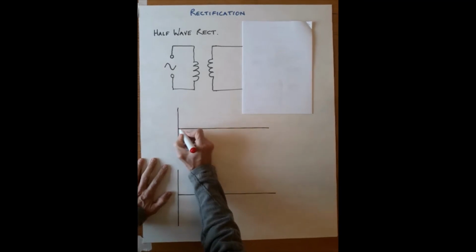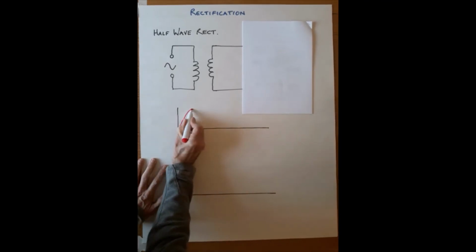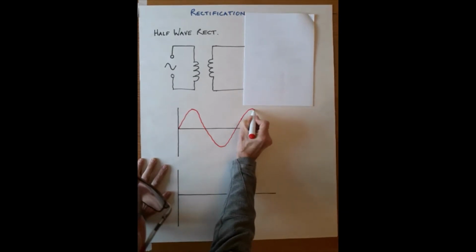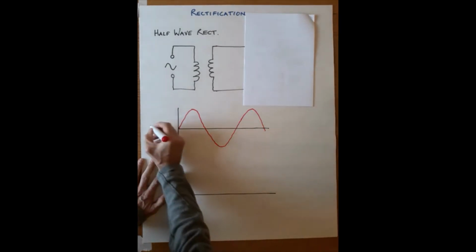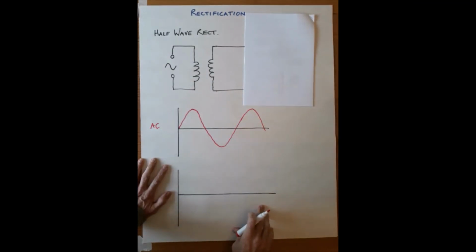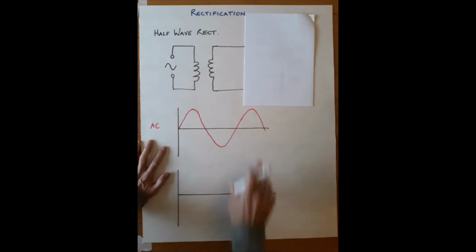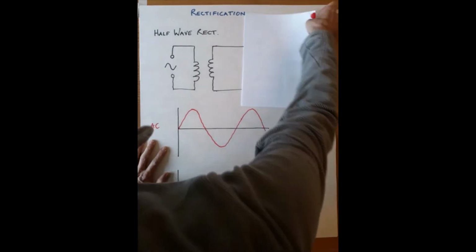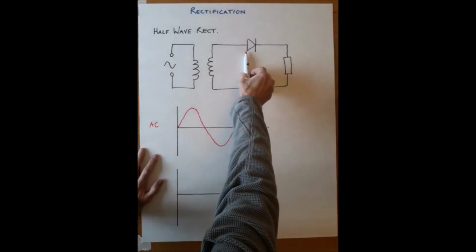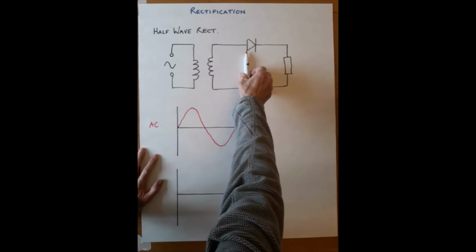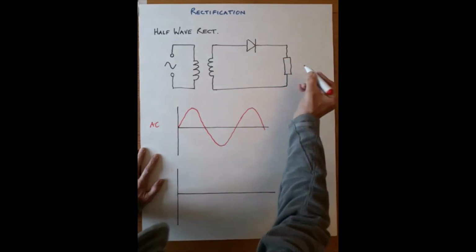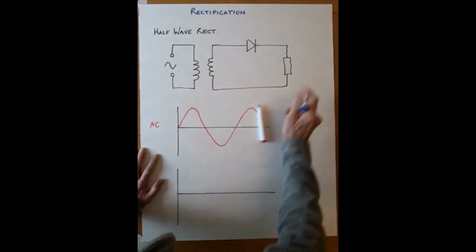So your supply is basically going to look like this. This is AC, and that's what we get at this point. If we then bring in the circuit that's going to do the rectification, a single diode on its own can be called a rectifier, and in this circuit we're going to use it to rectify the AC supply so that our load just receives DC.